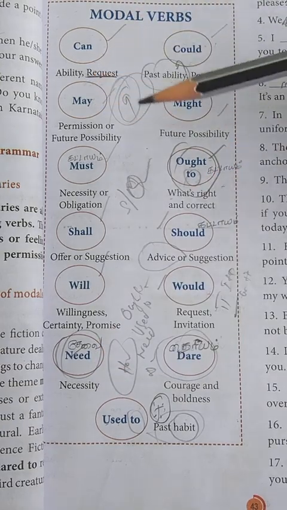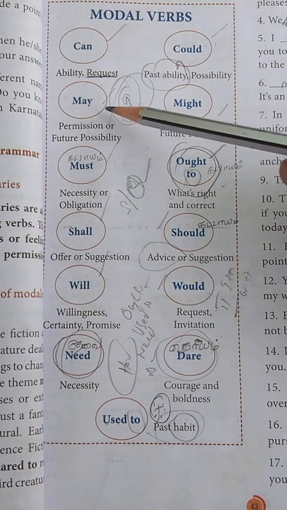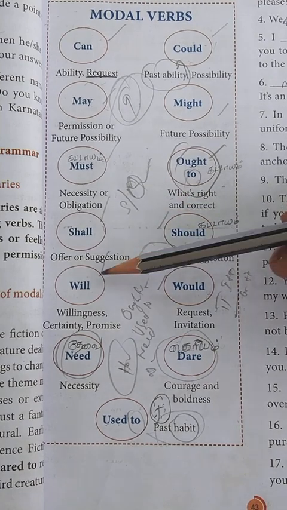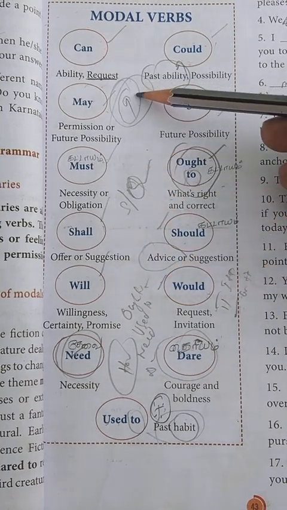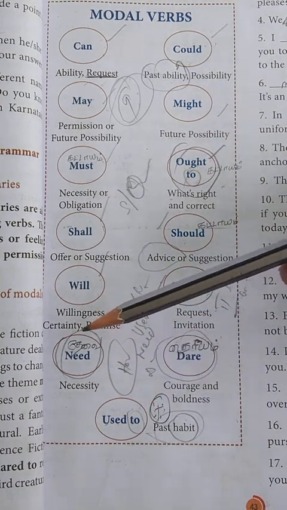Okay, my dears. So we have 9 modals. What are they? Can, could, may, might, must, shall, should, will, would. We have these 9 modals, and we have 4 quasi-modals, or semi-modals. What are they? Ought to, used to, need, dare.